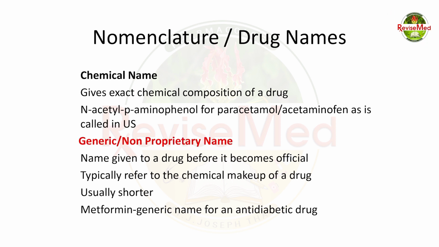Generic or non-proprietary name denotes a name given to a drug before it becomes official. Typically refers to the chemical makeup of a drug. It is usually shorter. For example, metformin is the generic name for an anti-diabetic drug.